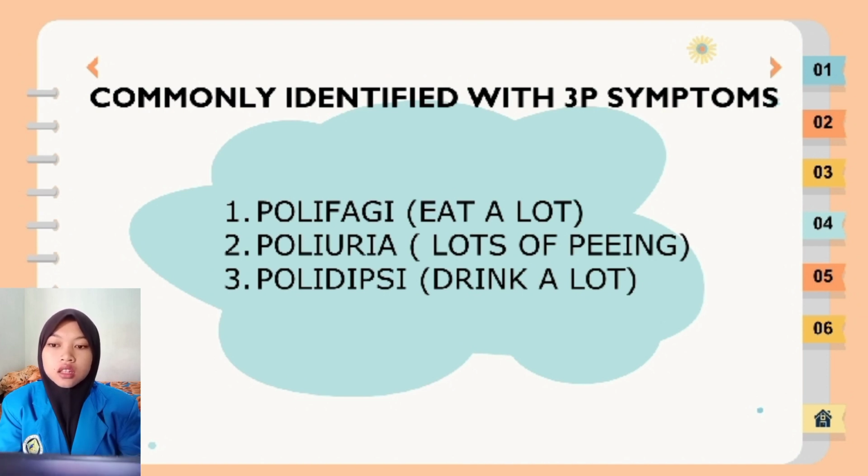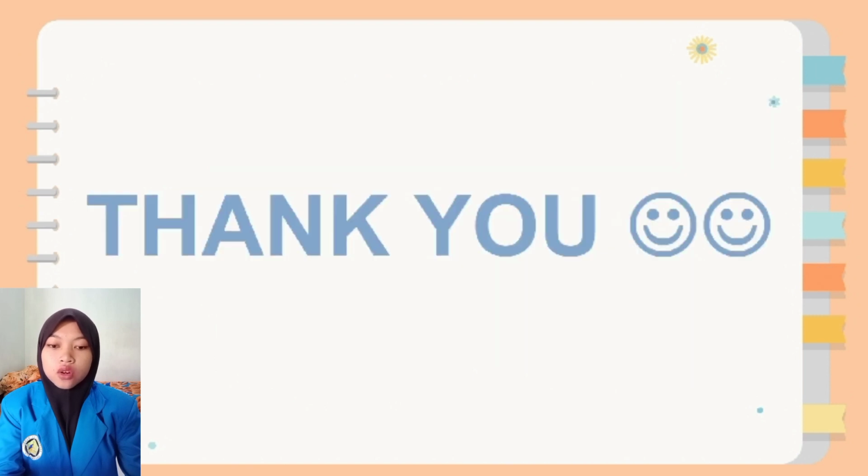And number two, polyuria, where the sufferer will always urinate a lot. And the last is polydipsia, in which the sufferer always feels thirsty, so that the sufferer will drink a lot, beyond the volume required by the body.